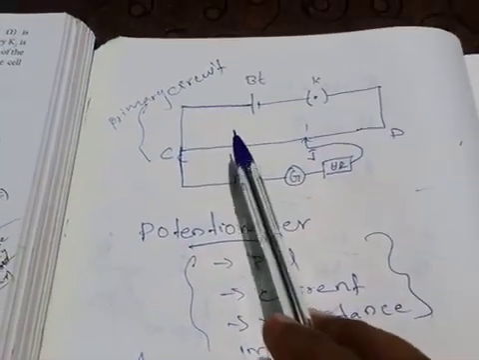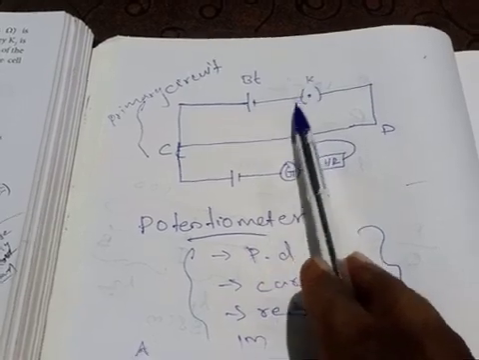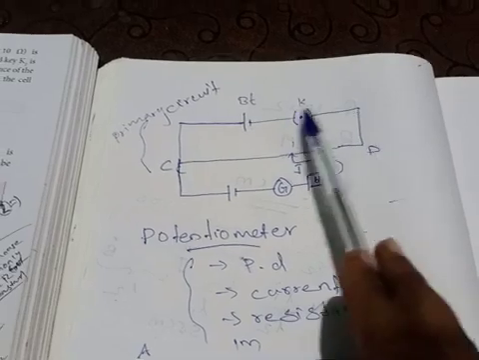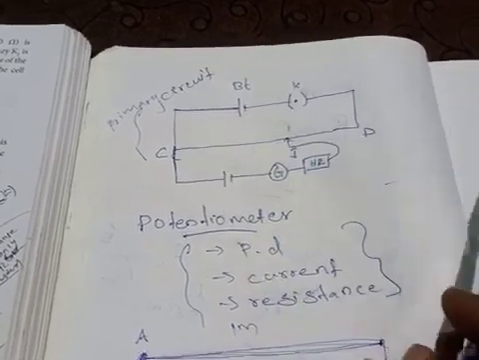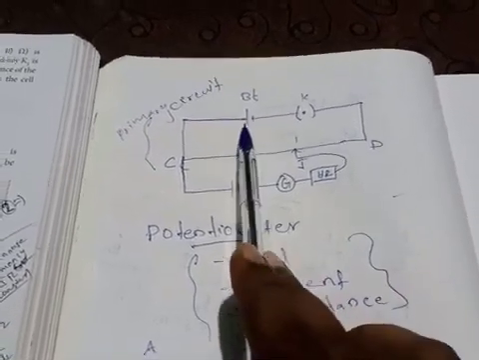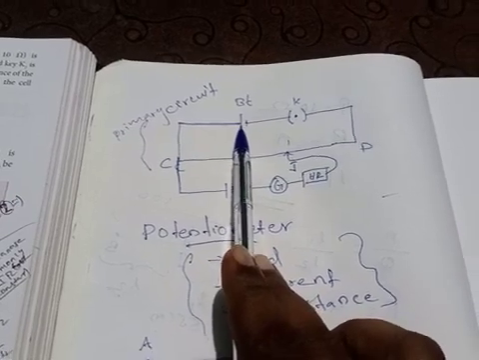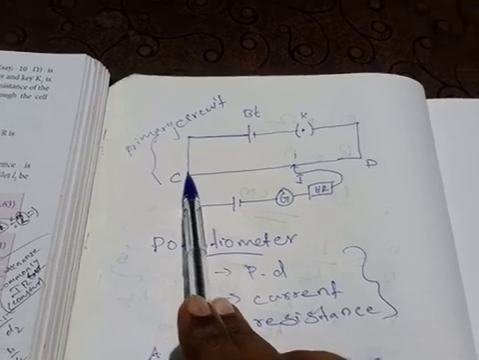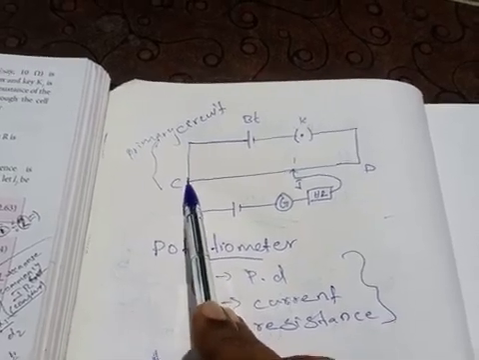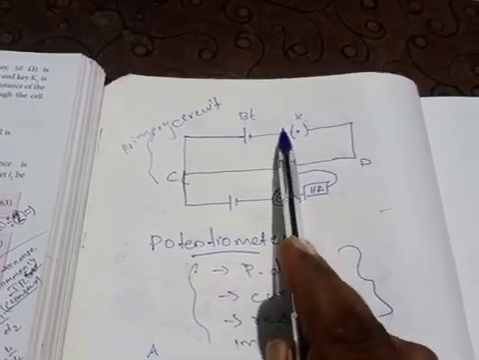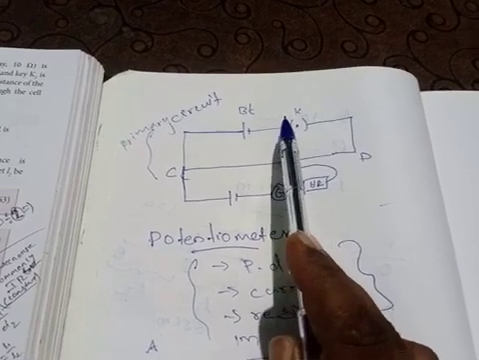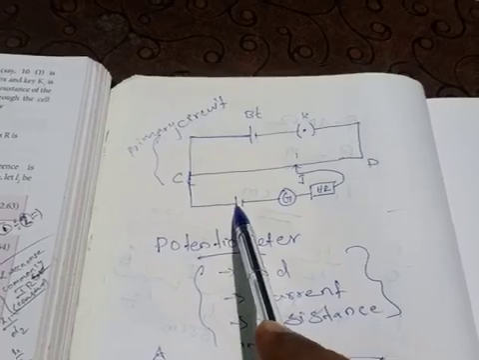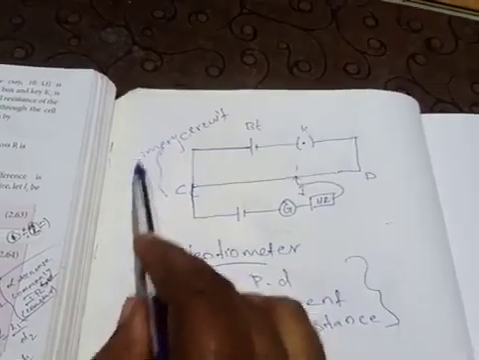So what are the things connected in the primary circuit? A battery, key, and the potentiometer wire, which are connected in the form of a primary circuit. You can see the positive terminal of the battery, then the battery is connected at this point C. Then you can see this negative terminal. Another battery is also connected. This is a primary circuit.